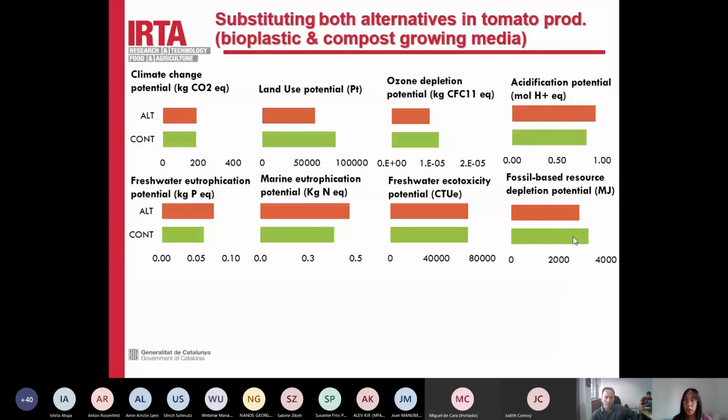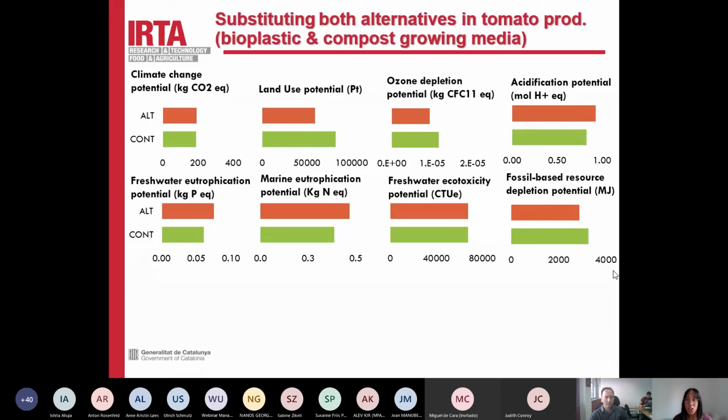We also created a scenario where we substitute both the peat and the plastic, or the CONT scenario, with the bioplastic and compost, or the ALT scenario. And the results, again, as you can see, were not unifocal, where the ALT performs better in some and the contentious performs better in others.